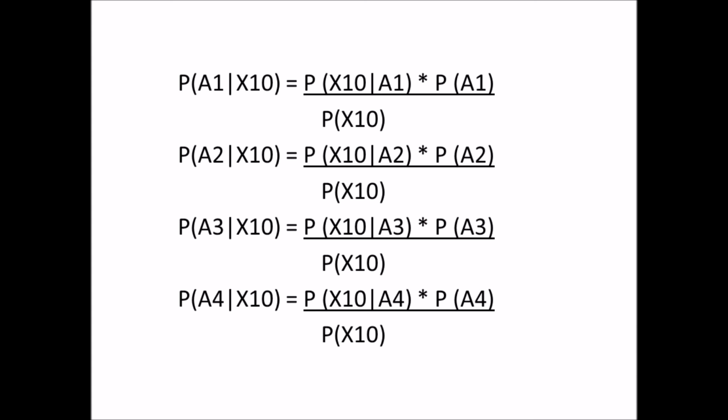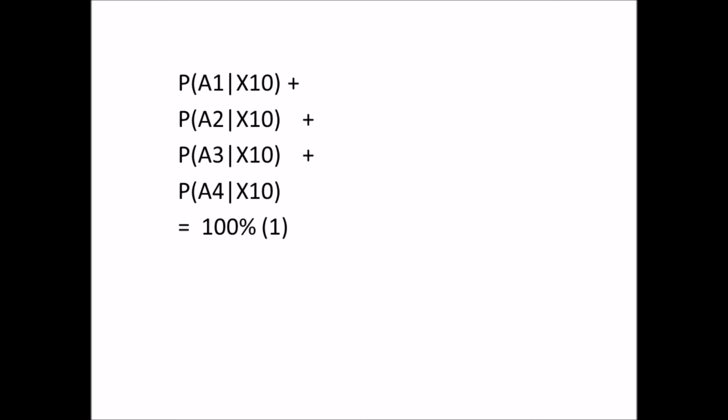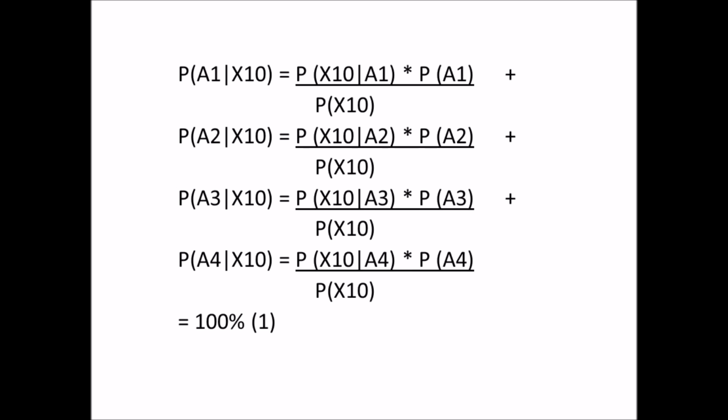So for the final term, given that we actually see an X, we want to calculate the probability that it came from an A1, A2, A3, or A4. This is the form of the equation. Again, the sum of these probabilities must equal 100%.